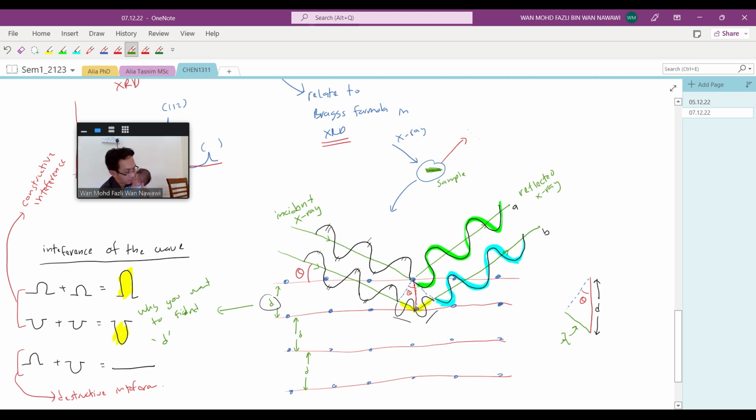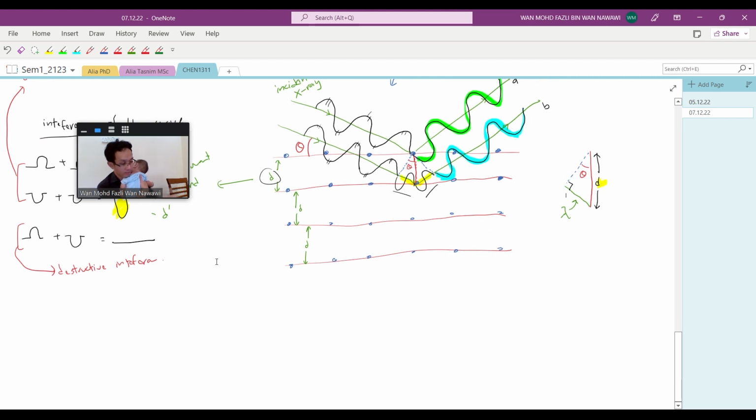Now, the main purpose of people doing XRD is to find what D is. That is the main purpose. So now to find D, this is a right angle. So you know from trigonometry, sin theta, let me put sin theta, becomes opposite over hypotenuse.